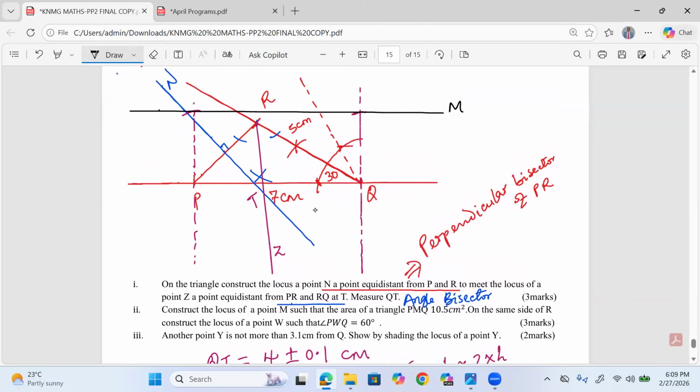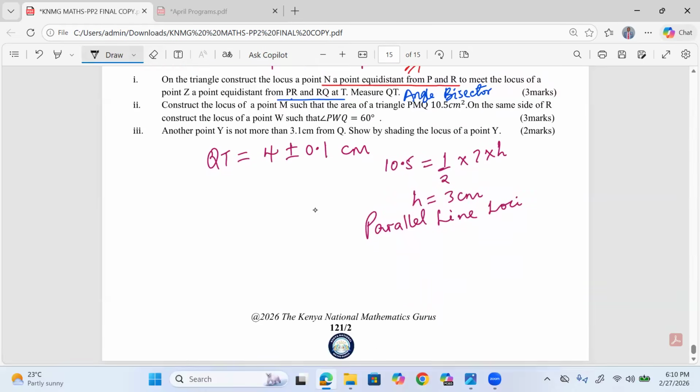And you do the same on the lower side because you had not been limited on the side on which to do that. It can also be on the lower side. So on the lower side, you mark 3 centimeters at Q, then you produce the line. Now this is again a possible locus of M. So the locus of M, they are 2, on either sides of PQ.